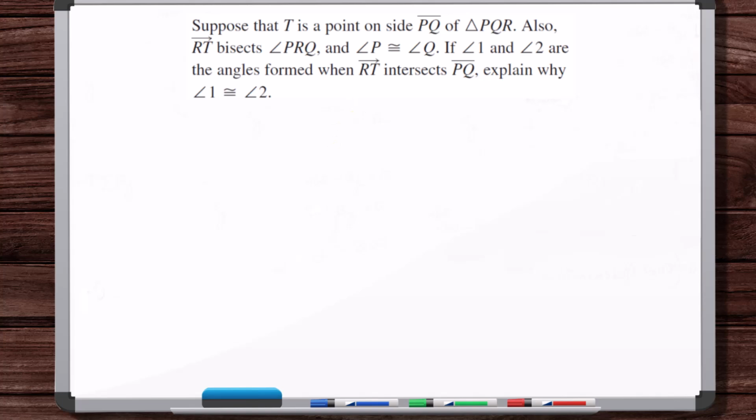Okay, so let's draw triangle PQR. So PQR. All right, so there's segment PQ. Also, ray RT bisects angle PRQ. Ray RT, so we don't have a T. T is a point on side PQ. Okay, and ray RT bisects angle PRQ.